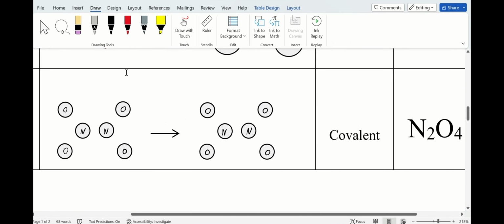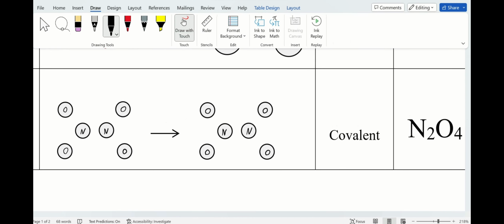So if we want to be really good students, what we're going to start off doing is adding all those up. So 4 times 6, which is going to get us our 24 valence electrons from oxygen, and 10 valence electrons from nitrogen. Again, 2 times 5. So if we want to add those up, we have what? That's 34. 34 valence electrons.